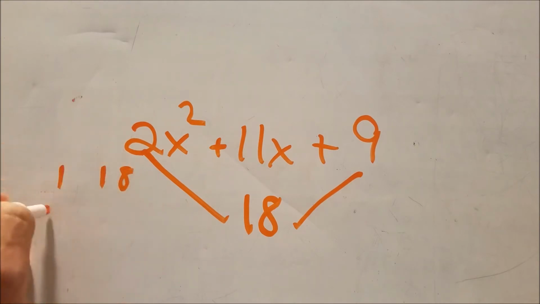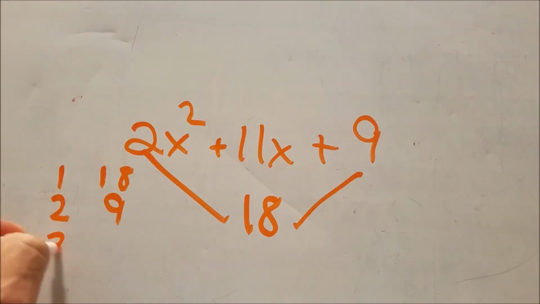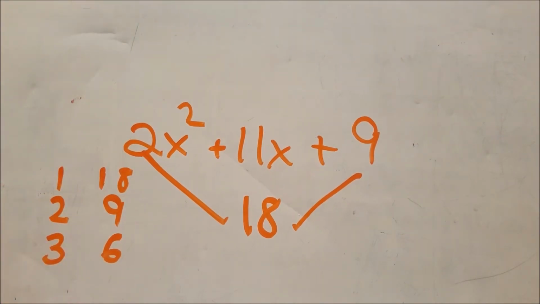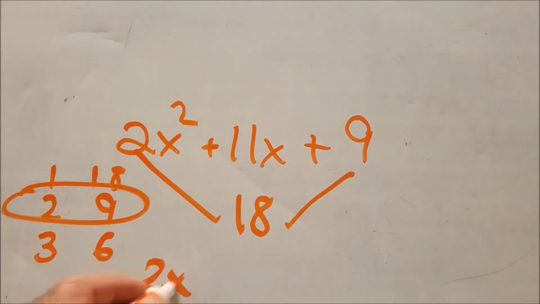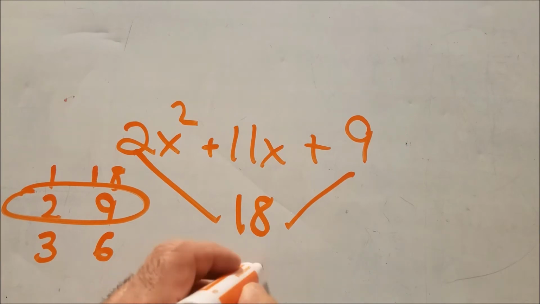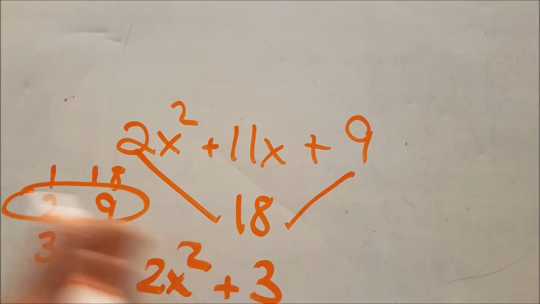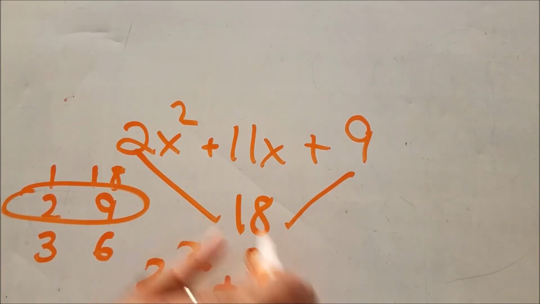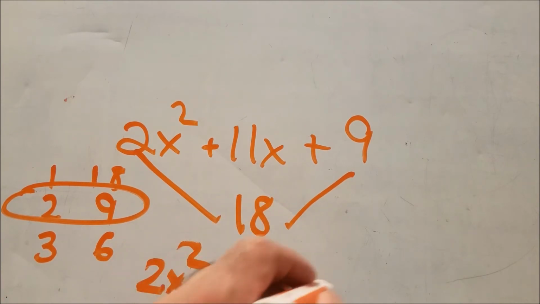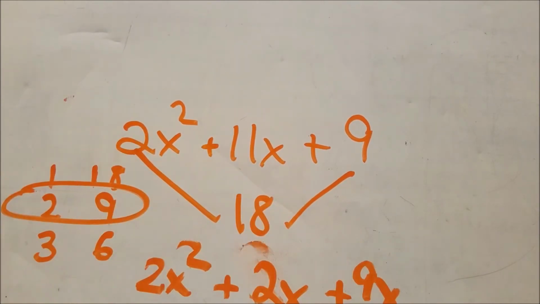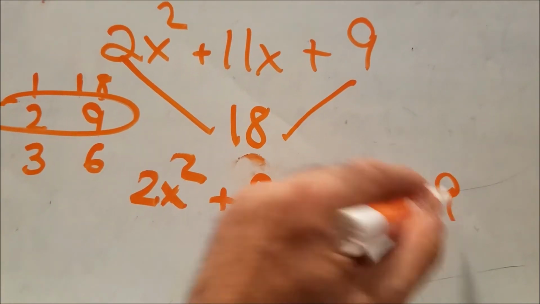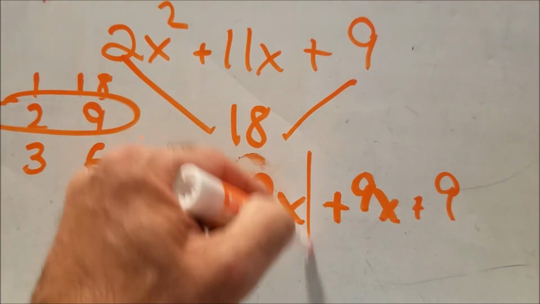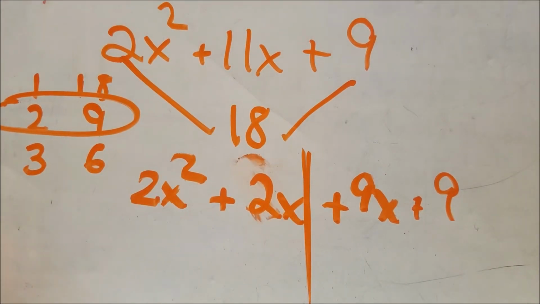And we're going to list the factors of 18. We have 1 and 18. We have 2 and 9. We have 3 and 6. And we can see that 2 and 9 work for us. So I'm going to have 2x squared plus 2x plus 9x. Bring this down so everyone sees it. Plus 9. And here you see we broke it in half. We divided it into 2 sections, just like in quadratics.